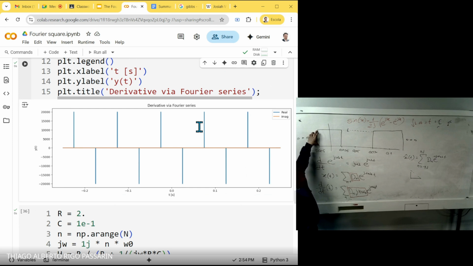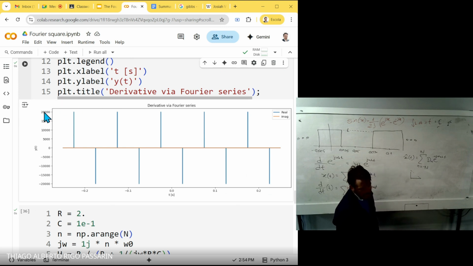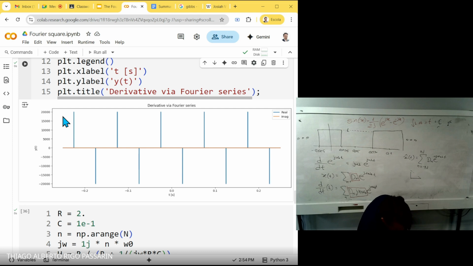Yes. Here, the derivative might be the Dirac delta, right? Then it might tend to infinity. So this value will actually depend on how many exponentials I am summing. But if I sum all of them, it should go up to infinity. So this is when I have a rising edge. This is when I have a falling edge, and so on. So it works.